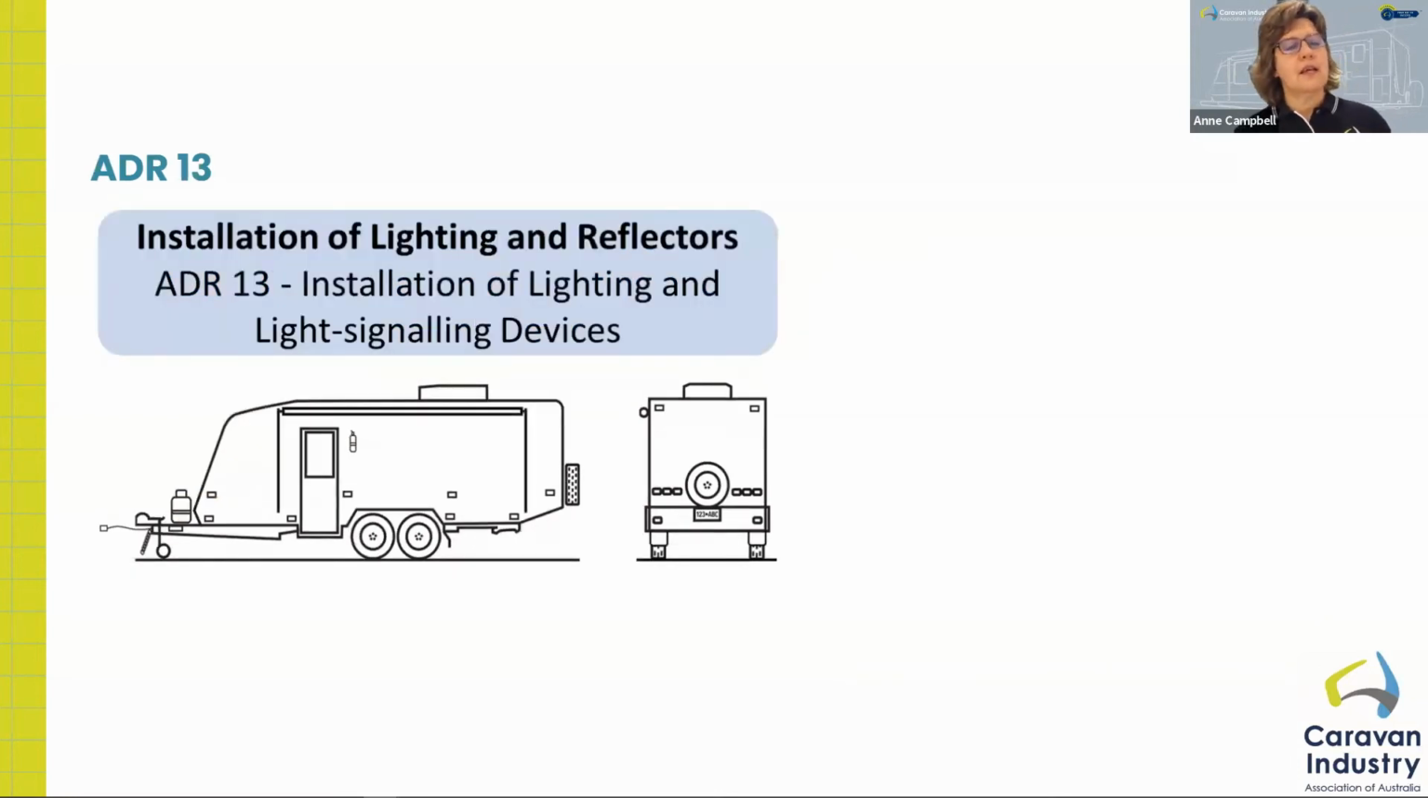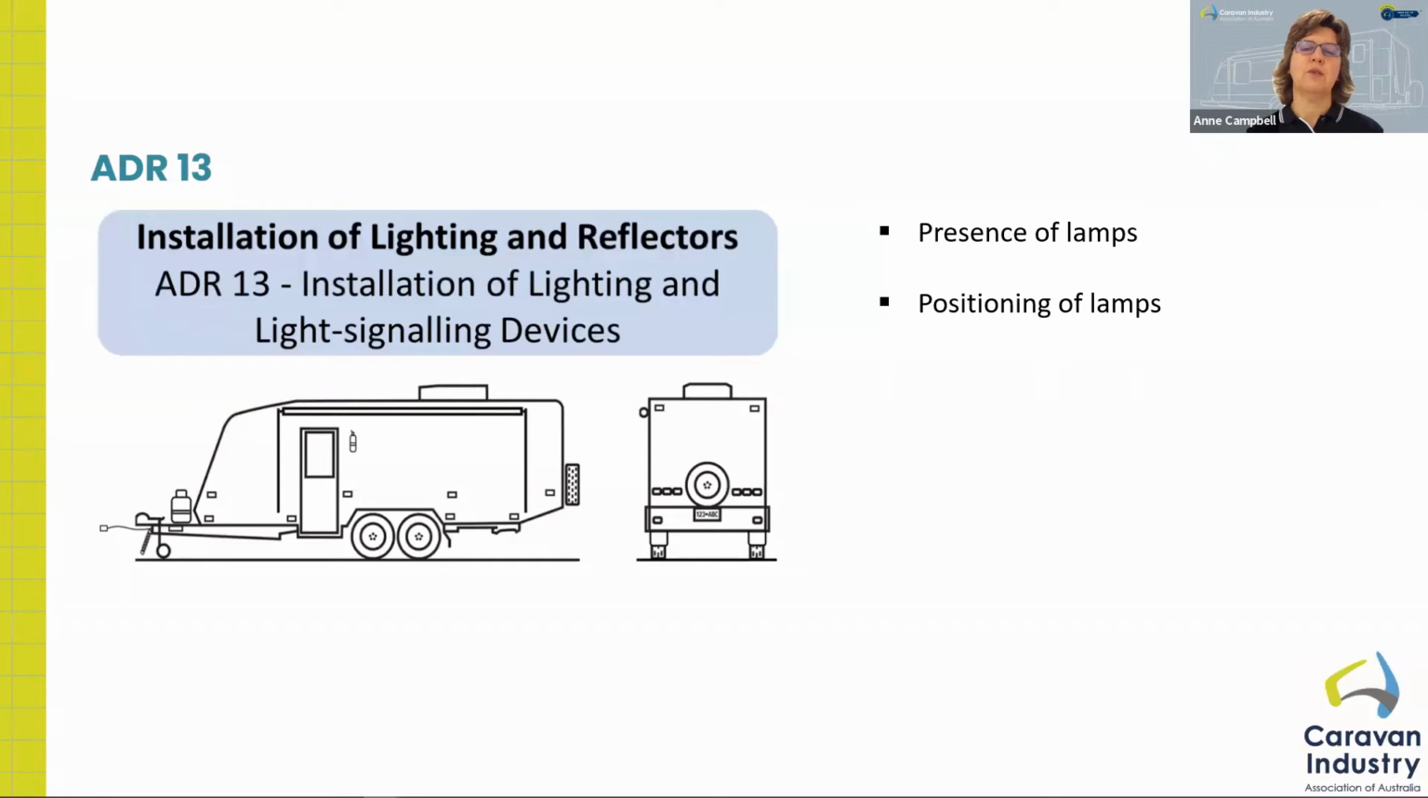ADR 13 is an example of an ADR that is related to the installation of lighting in this case. And so the types of things that are specified in this ADR are which lamps are present and what the positioning and layout of those lamps might be. So this is a good example where design drawings or lighting layouts might provide sufficient evidence to demonstrate your compliance.